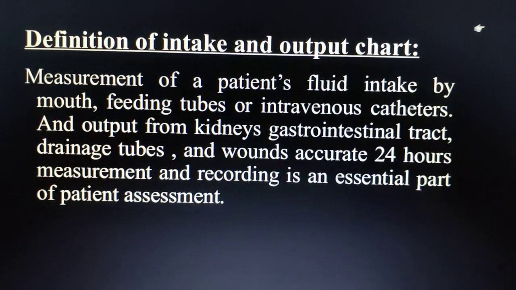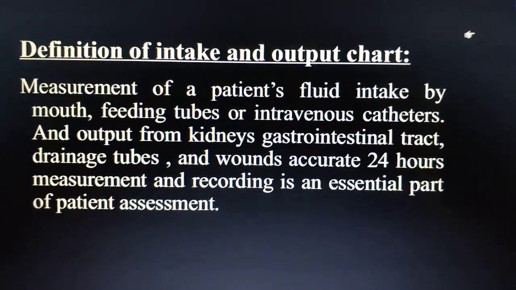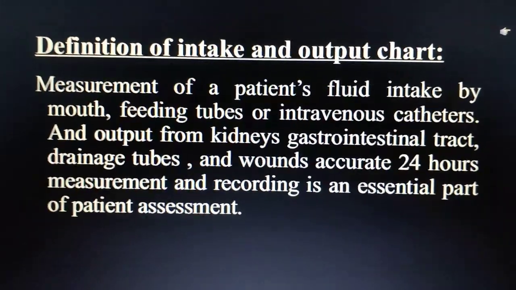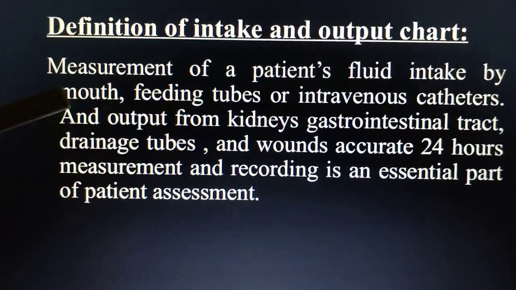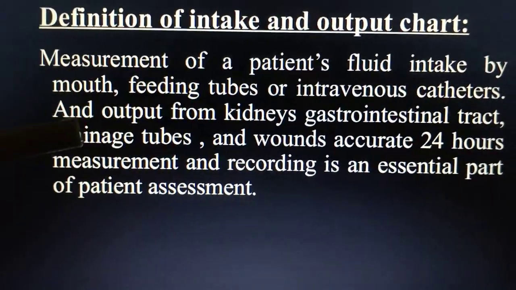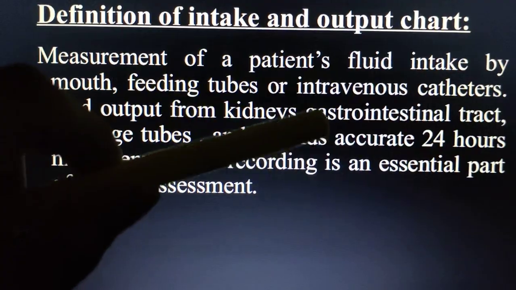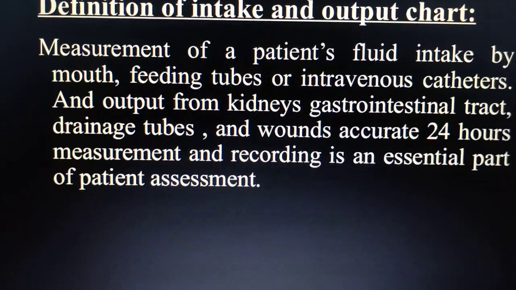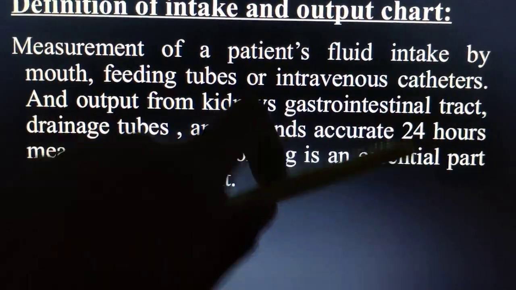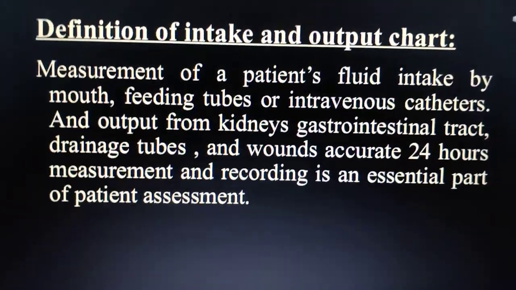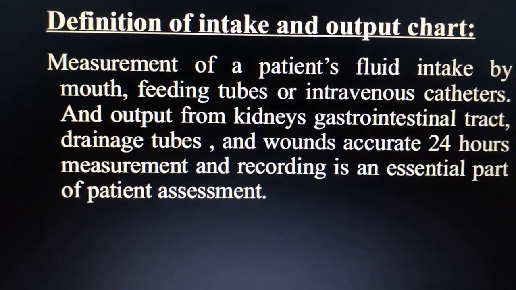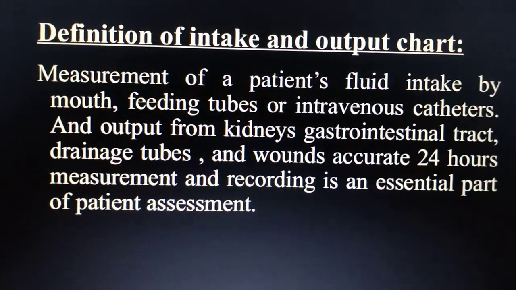Now we'll see the definition of intake and output chart. It is a chart we use for measurement of a patient's fluid intake by mouth or a feeding tube or intravenous catheter, and output from the kidney, gastrointestinal tract or drainage tube, and the wounds. Accurate 24 hours measurement and recording is very important. This is an essential part of the patient assessment. This is what we call intake output chart.